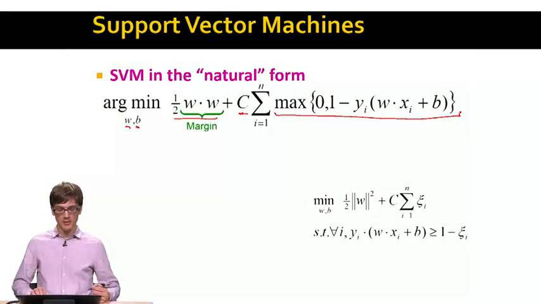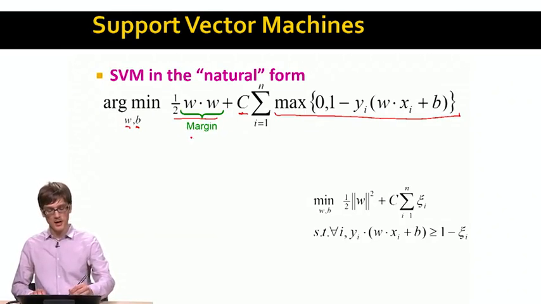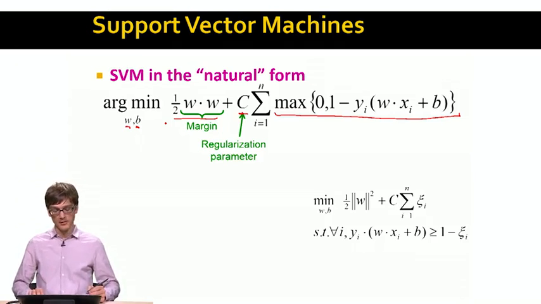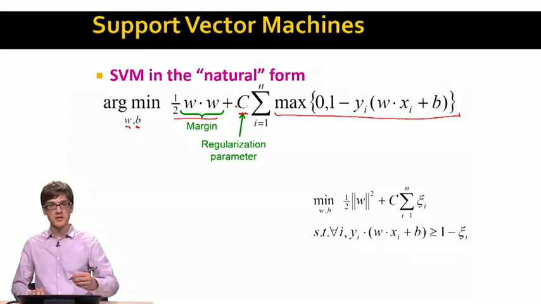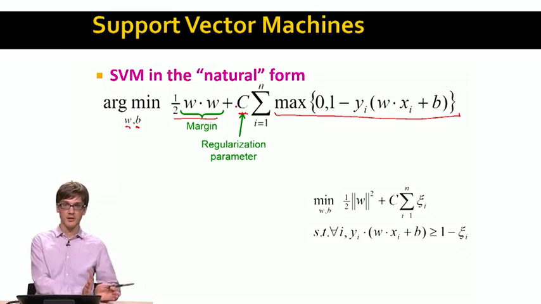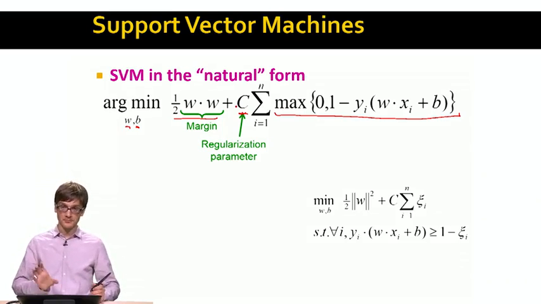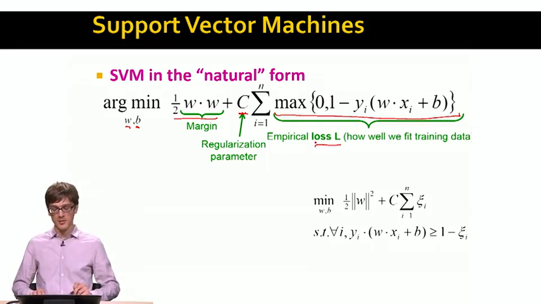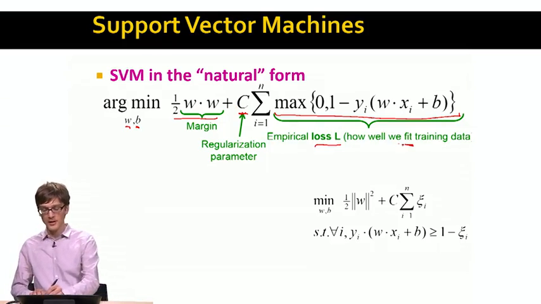The way we are thinking about this, we are thinking of the first part of the optimization problem as maximizing the margin. We want the length of W to be as small as possible. And we think of C as a slack penalty, which is something that we have to set by hand, and it tells us how much we are trading off between fitting the data and making the margin large. And then the last part, we call it empirical loss, because this is saying how well we are fitting the data.